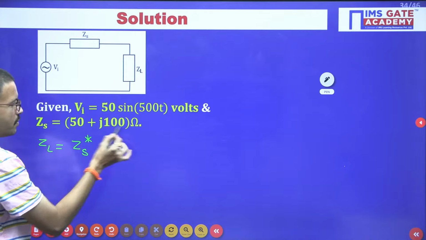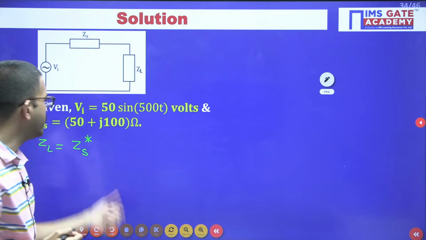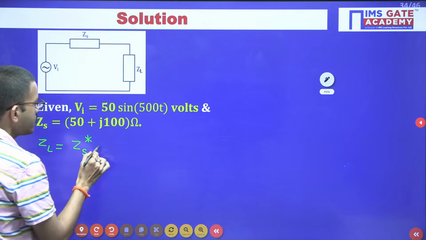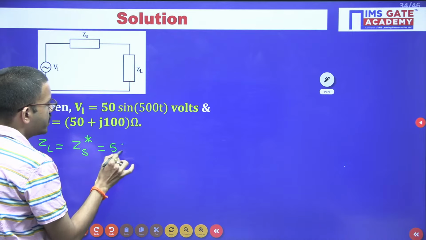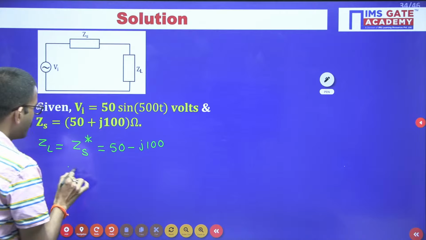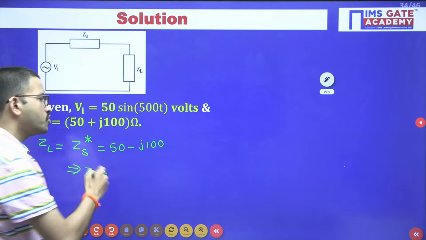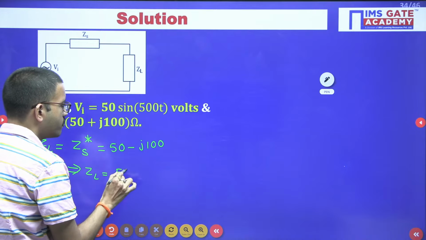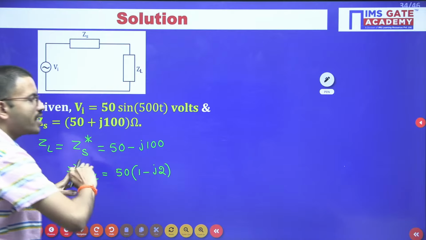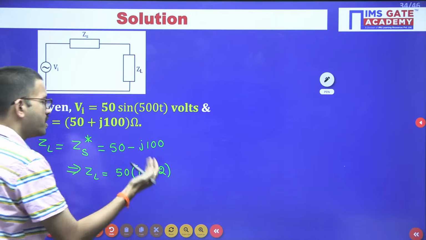Here the source impedance is given as 50 plus j100, so you have to take the complex conjugate. If you have A plus jB, the complex conjugate is A minus jB. So in this case you get 50 minus j100. To make the calculation simpler, take 50 common: 50 into (1 minus j2). Otherwise, you are unnecessarily increasing the calculation.